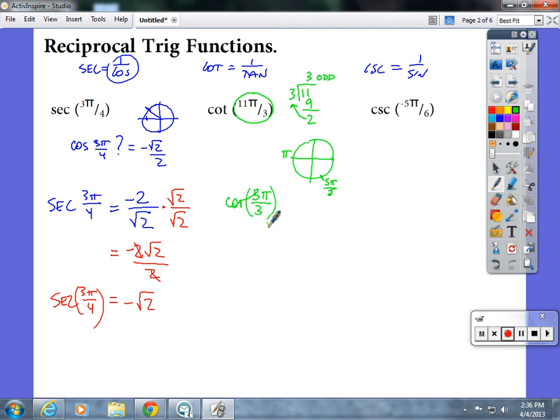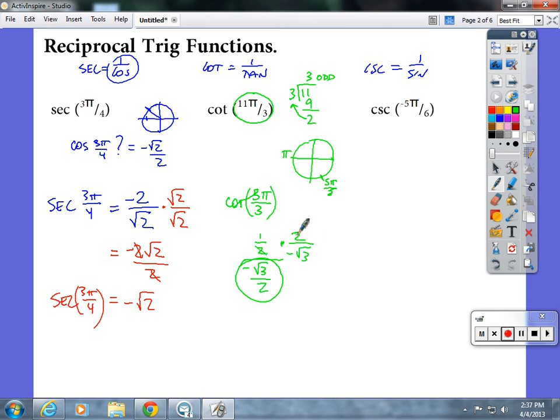But to know the cotangent of 5 pi over 3, we have to know the tangent. Or we could also refer back to our definition here of cotangent as cosine over sine. So the cosine of 5 pi over 3 is 1/2. The sine of 5 pi over 3 is negative root 3 over 2. Now we will never divide by a fraction. Instead, we will multiply by the reciprocal.